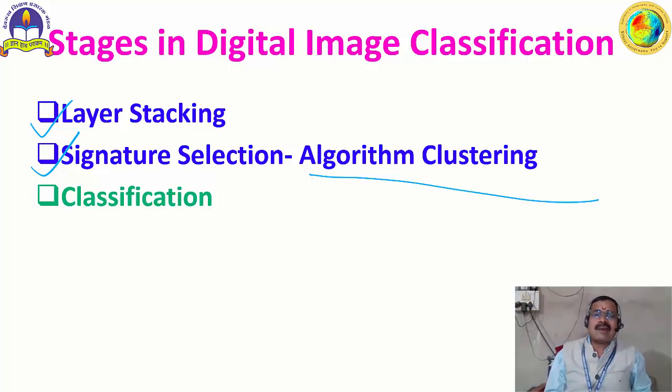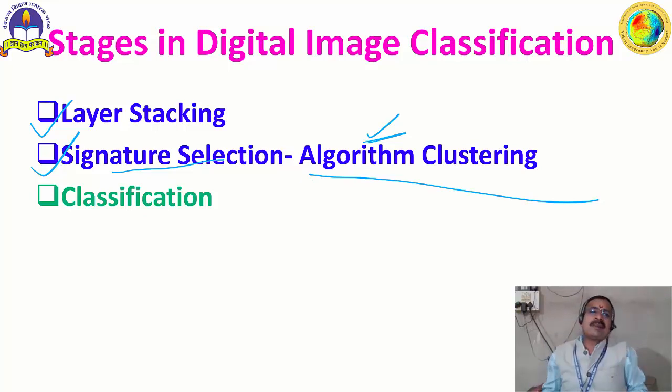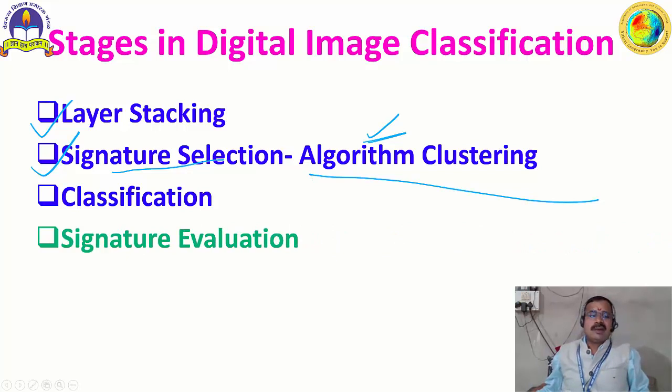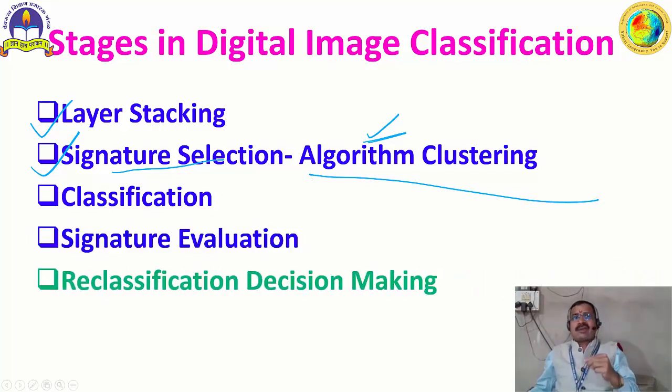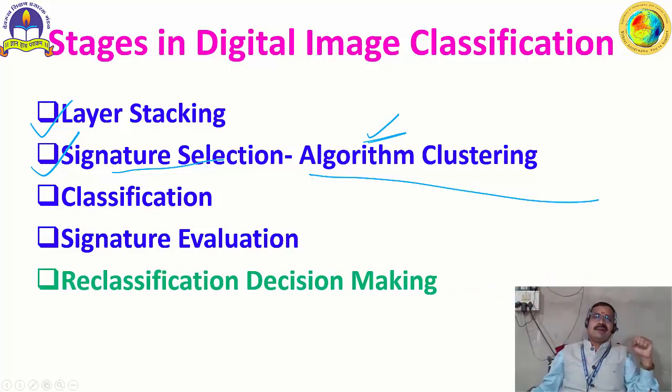Then we need to classify after selecting a proper clustering or algorithm under unsupervised classification, or by taking the signatures in supervised classification technique. Next, signature evaluation. You need to evaluate the signatures either taken by you in the form of signature selection, or the signatures collected by the system itself using algorithm clustering. And these are the various stages in the classification of digital image.